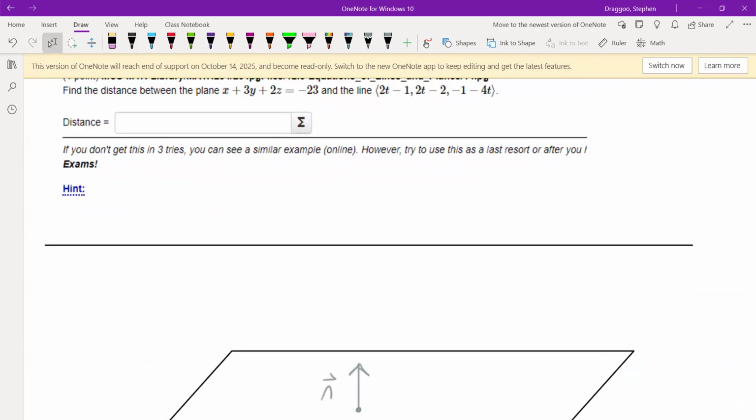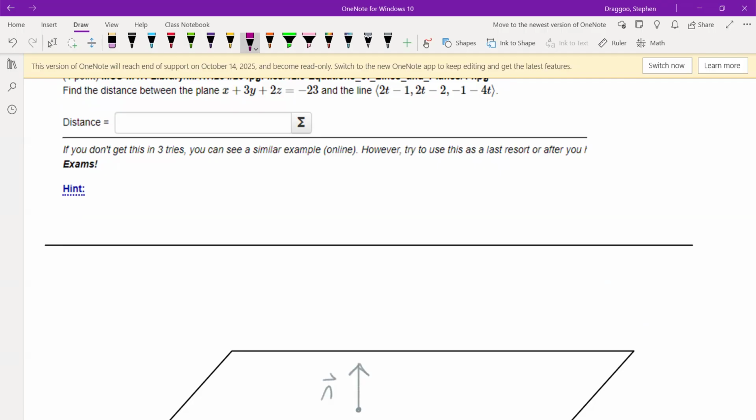But really, the distance between a line and a plane is going to be the same as the distance between a point and a plane. All we're going to do is verify that our line is actually parallel to the plane. If our line isn't parallel to the plane, the distance is going to be 0 because that line and that plane would intersect somewhere. But if they are parallel, there's a fixed distance between them, and the distance between the plane and the line is really just the same as the distance between any point on the line and the plane. So that's what we're going to do.